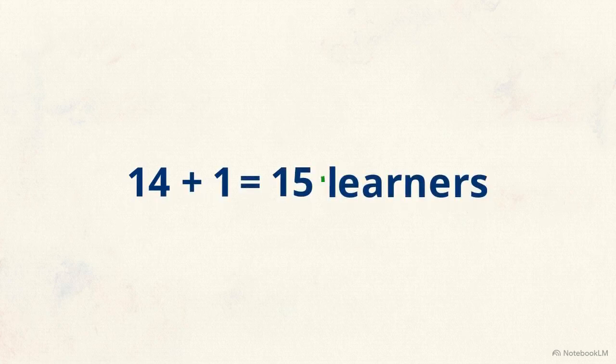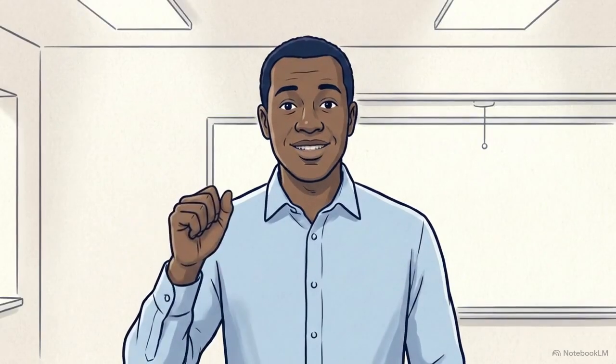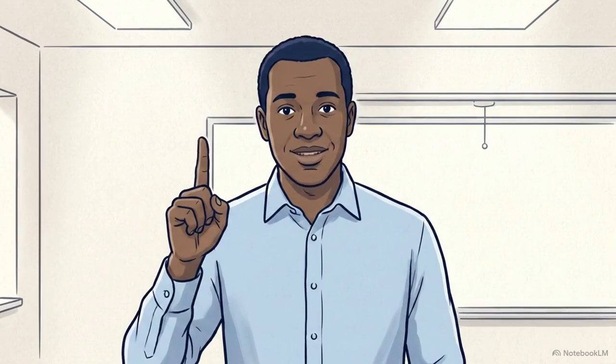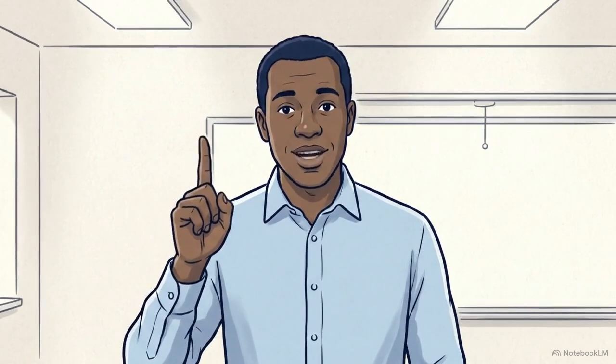Let us find our new number of learners. We had 14 and 1 was added. 14 plus 1 gives us a new total of 15 learners in the class. It is very important to use 15 for the next step. If you continue using 14, your final answer will be incorrect. Now we substitute our values.